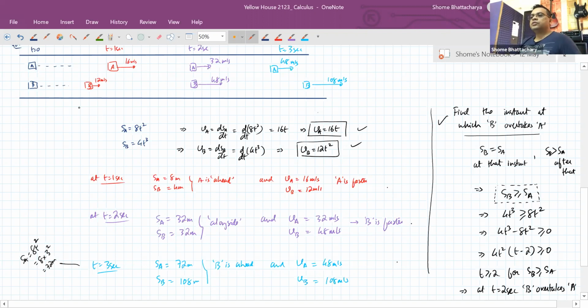Whereas, for example, we can also see that at t equal to 1 second, A is faster than B. Okay, but at a later time, like t equal to 2 seconds, B is faster. So that means there must be some time in between 1 and 2 seconds when B's speed becomes more than A's speed. So we want to solve that. We have to solve for the condition that VB should become greater than VA. So that will give us the instant at which B's speed becomes more than A's speed, or B starts moving faster than A.